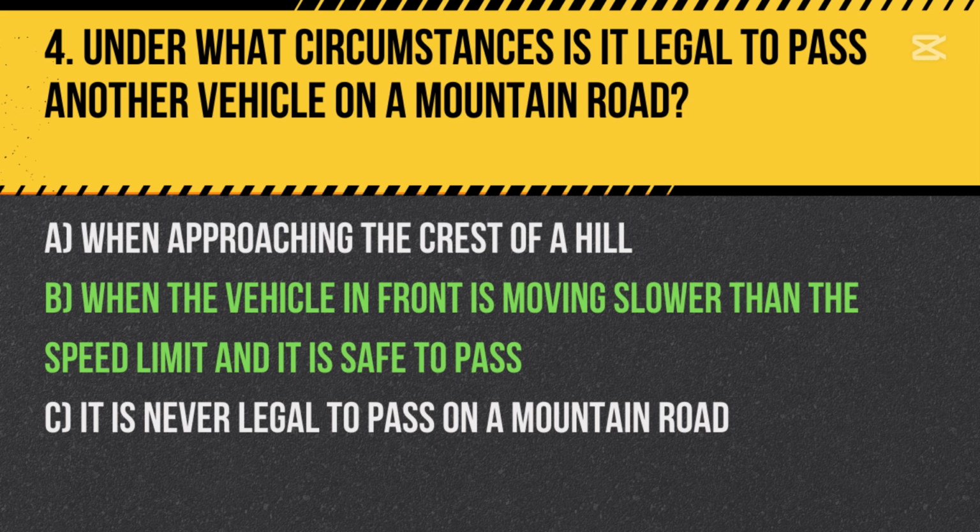Answer. B. When the vehicle in front is moving slower than the speed limit and it is safe to pass. Ensure there is no oncoming traffic and enough room to pass safely.